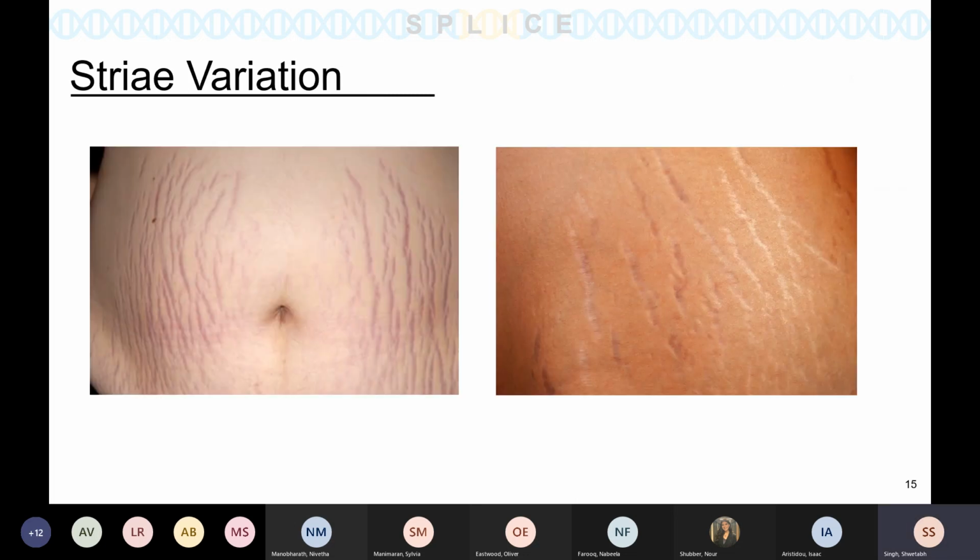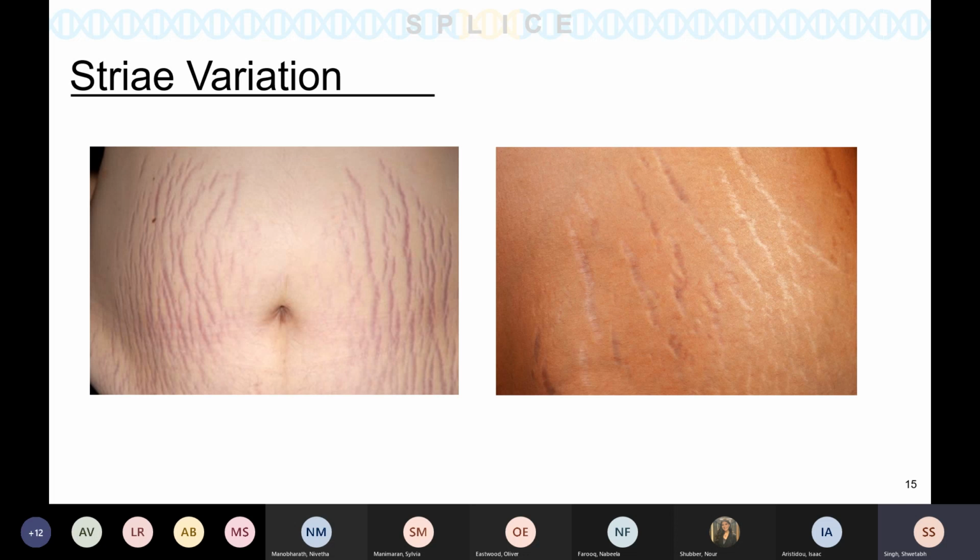So here's a quick slide about striae variation. On the left-hand side, here's somebody with paler white skin, so you can really see prominent purple striae there. And on the right-hand side, somebody who's more tanned or a darker skin tone.